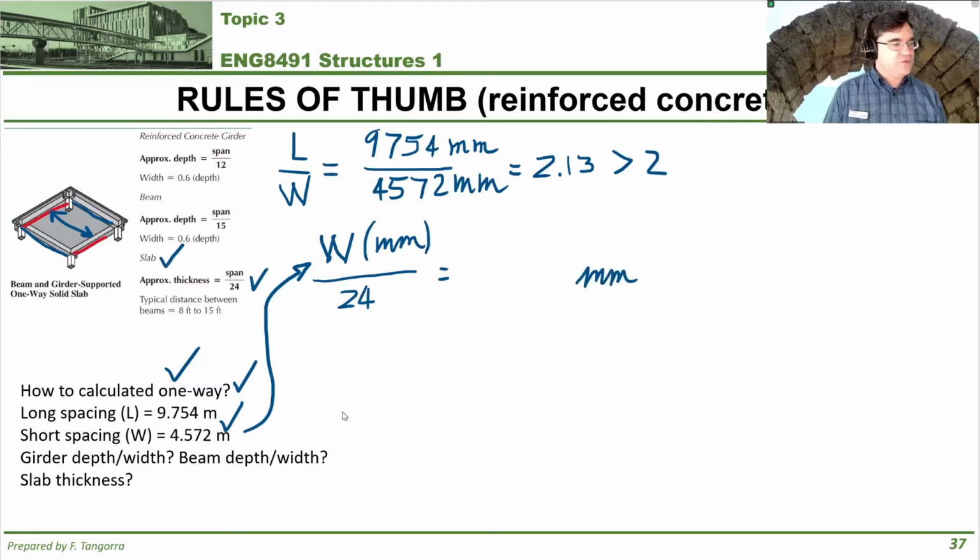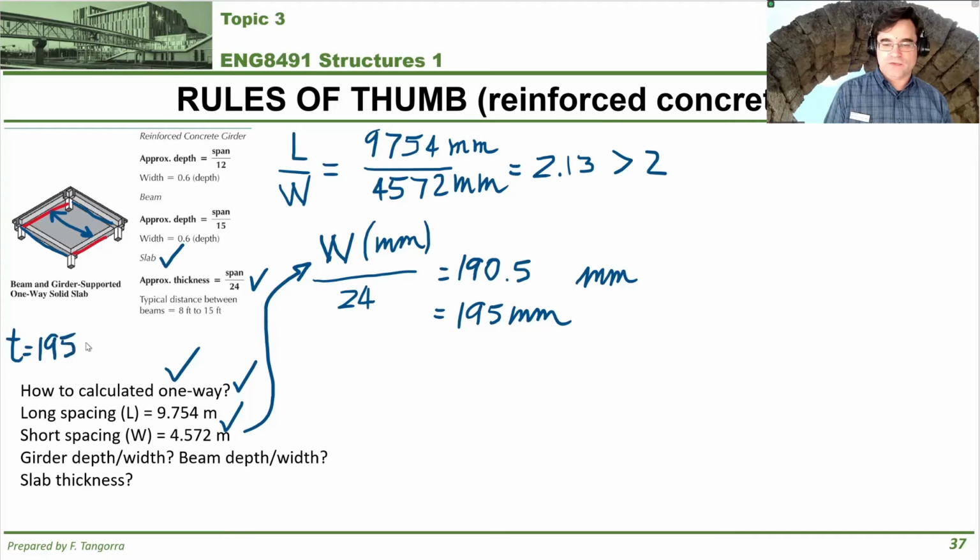So if I do 4,572 divided by 24, best 2 out of 3, I got 190.5 millimeters. Is that the thickness of our slab? No, don't forget it needs to be rounded up to the nearest 5 millimeters for the purposes of our course. So we get 195 millimeters for the thickness of the slab. I'm just going to park it here so that I have the freedom to erase some of this information right here. Okay, so let me clean things up a little bit and then we'll come back to do the beam.